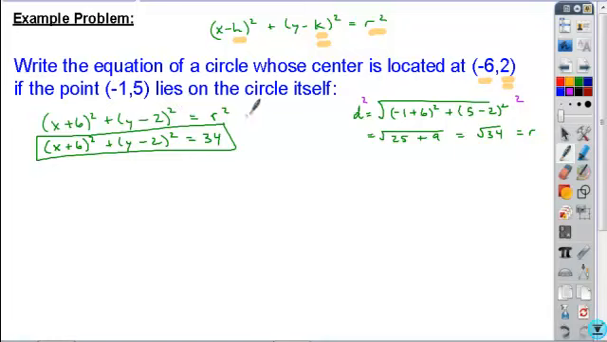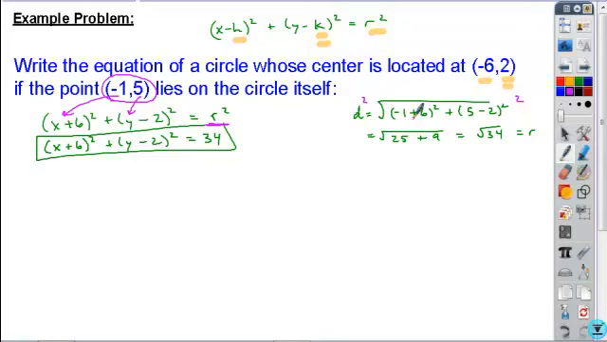So what we could have done, the only piece that we needed from this problem to start with is r squared. So what we could have done is we could have taken this set of points, plugged in our x coordinate and our y coordinate, and we could have actually solved for r squared. We don't even need to know what r is individually. We just need to know what r squared is.